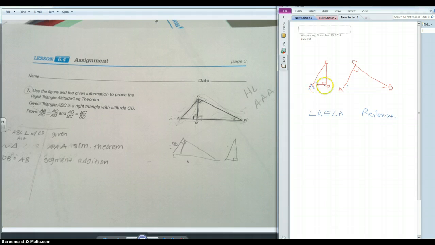Now, angle ADC, this one right here, is also congruent to ACB, because they're both 90 degrees. Right angles are 90 degrees, so they're both congruent. I don't know what you write for that. Okay, so now we have two angles that are congruent.